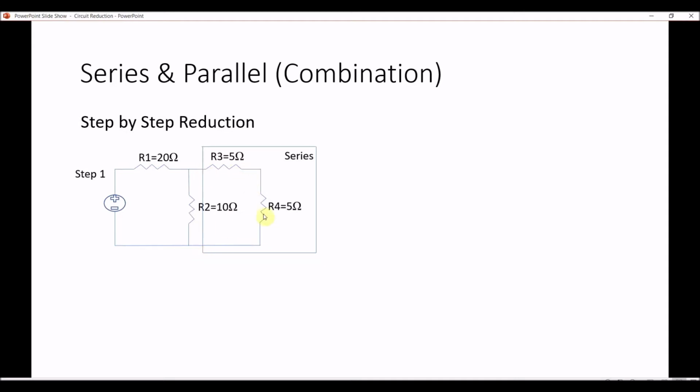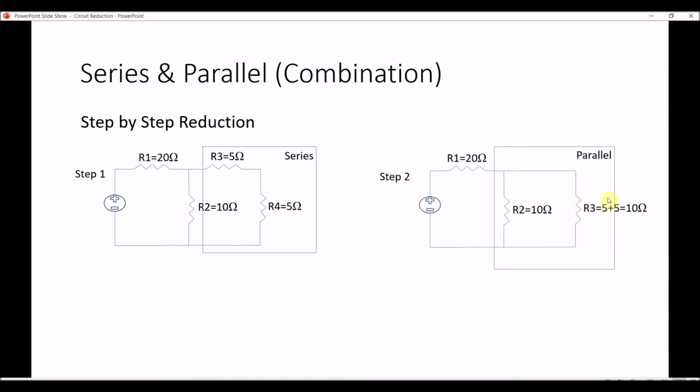So as you can see, these two resistances are in series. It's just one path, they're not parallel. So you can add them. So 5 plus 5 would be 10. So that's how we get this 10 ohms. So all we did was we added these two and we simplified it to this. Now you have this circuit. So you've got three resistances now, 20, 10, and 10.